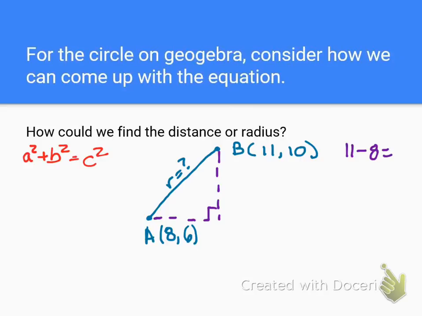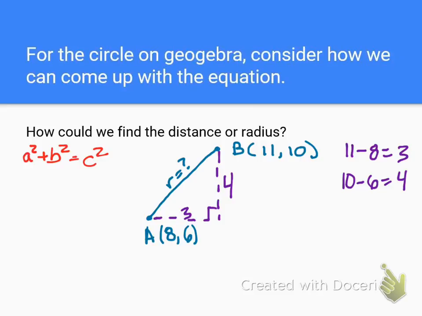So the horizontal distance is going to be 3 units because that's how many spaces we have to go over to go from A to B. Okay, and then the vertical distance, we have to go up 4 units, so we could think of it like 10 minus 6 gives us those 4 units.